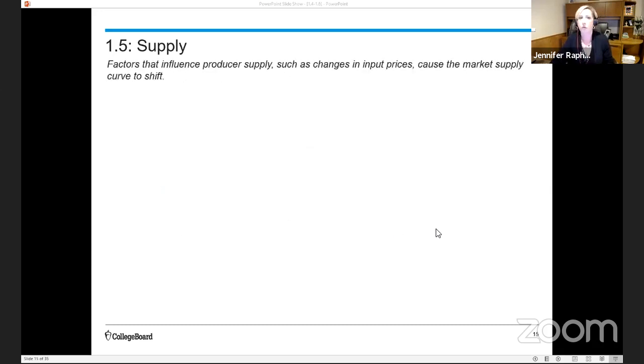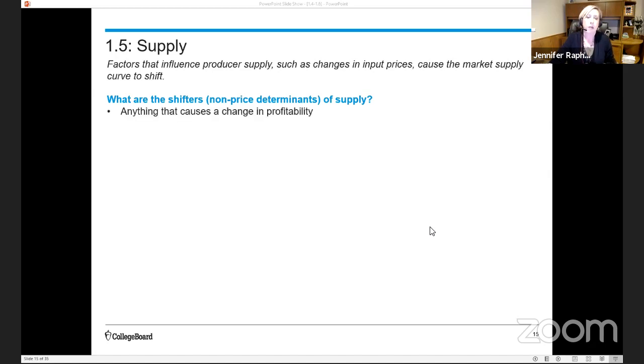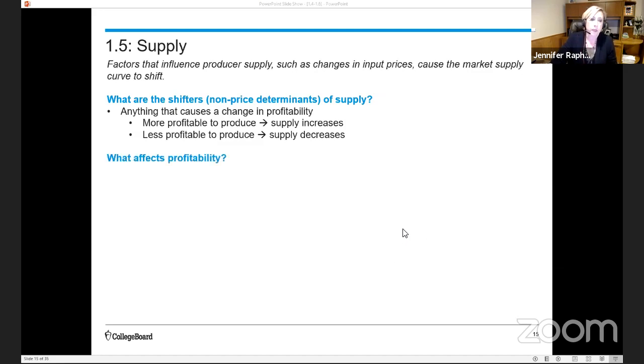All right, so we also want to take a look at what are the non-price determinants of supply. Basically, anything that causes a change in profitability is going to shift the supply curve. So if it makes it cheaper and easier to produce, if profitability increases, supply is going to increase. If it makes it harder or more costly to produce, then it becomes less profitable and supply is going to decrease. So what are the things that influence profitability?